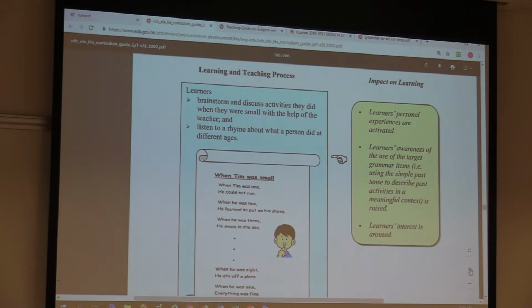Unlike those sentences, they are all imagined by the writers, meaningless to the students. Okay, another good point of this lesson design.